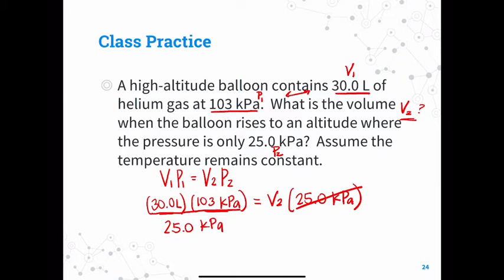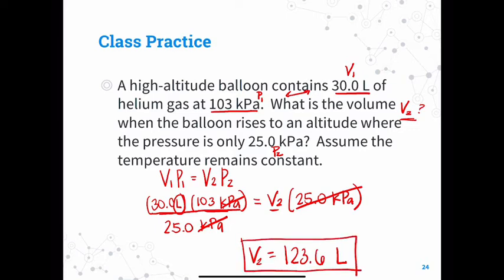And you'll see that the units are going to cross out here as well. And so whatever you get, your answer will be in liters. And because it's a volume, we know that it should be in liters. So I'm going to plug this in my calculator. 30 times 103 divided by 25. And I got 123.6 liters. And that should be pretty easy for you guys to do. Okay, it's just a plug and chug, putting the things in the right spot.